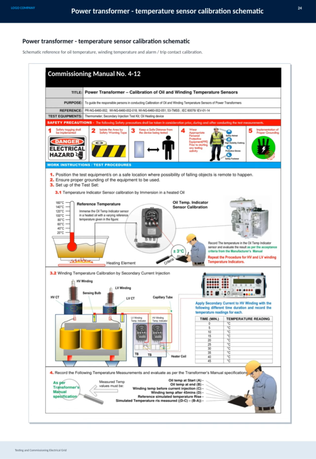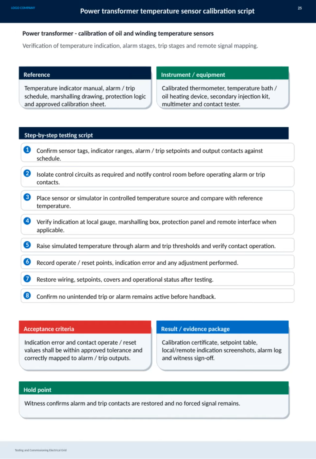Here we have the calibration script for the power transformer temperature sensors, focusing on both oil and winding temperature measurements. The key objective here is to verify temperature indication accuracy, as well as the proper functioning of alarm stages, trip stages, and remote signal mapping. We start by confirming sensor tags, indicator ranges, and set points against the schedule, then isolate control circuits and notify the control room before operating any alarm or trip contacts.